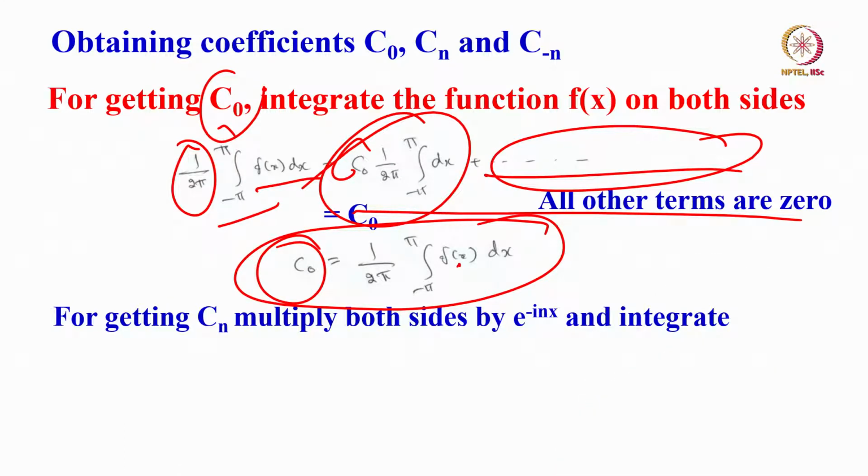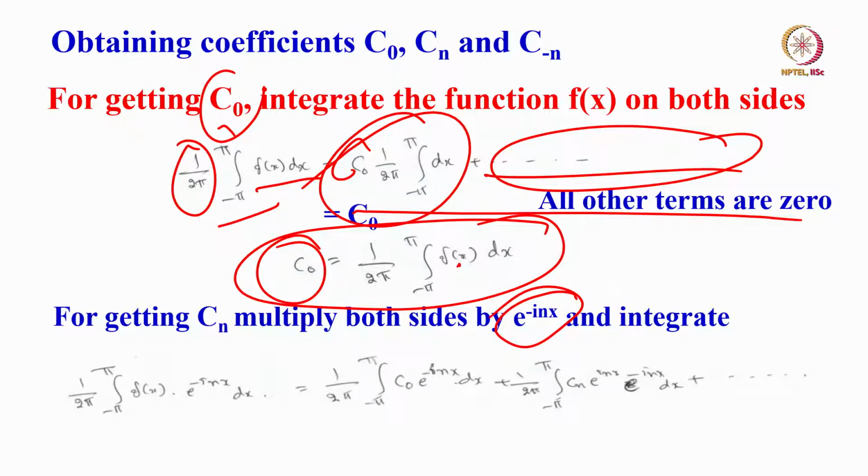Now, how do you get Cn? For getting Cn, instead of just integrating the function on both sides from minus pi to plus pi, we multiply by e to the power of minus inx and integrate on both sides. That is what we have to do to get Cn. So I am multiplying the function by e to the power of minus inx and dx, and then of course we can resolve this into different terms like this: 1 over 2 pi, the integral from minus pi to plus pi, C0, Cn. Of course, n takes all the values from minus n to plus n, but here we are considering plus n, Cn.